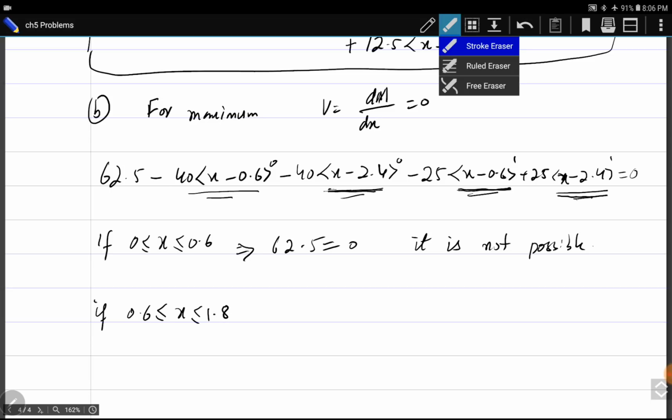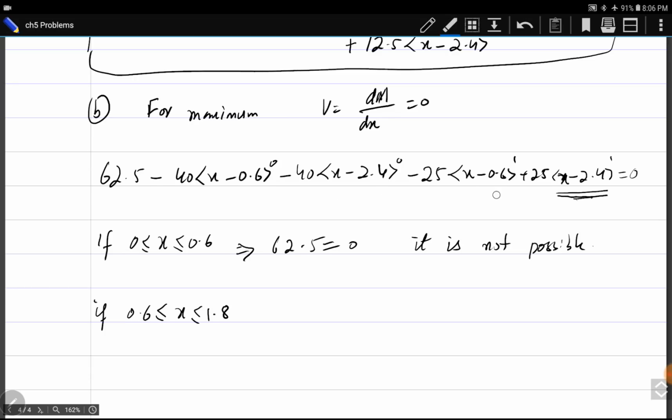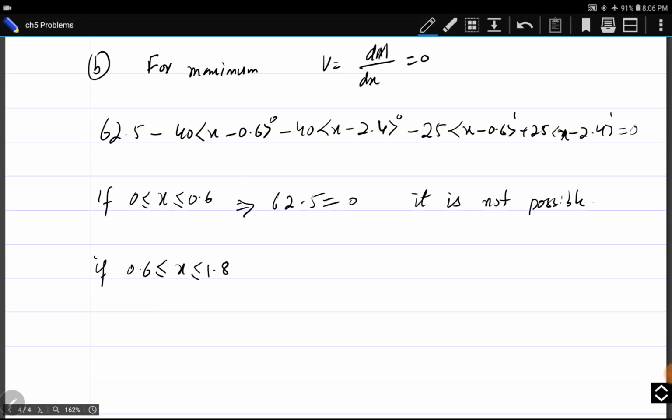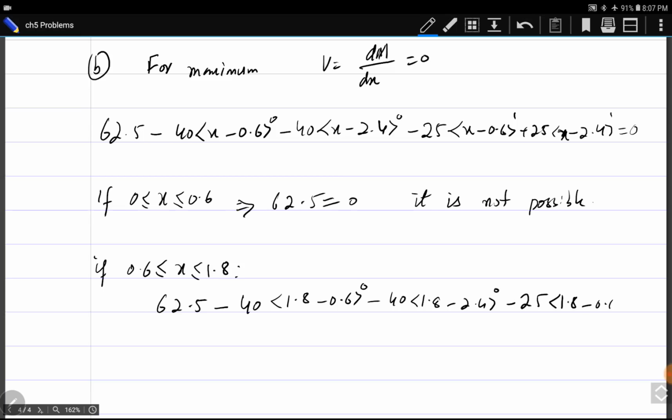Now, if we put x equal to 1.8 in the above expression, this may be possible now. 62.5 minus 40 into 1.8 minus 0.6, minus 40 into 1.8 minus 2.4, minus 25 into 1.8 minus 0.6, plus 25 into 1.8 minus 2.4.